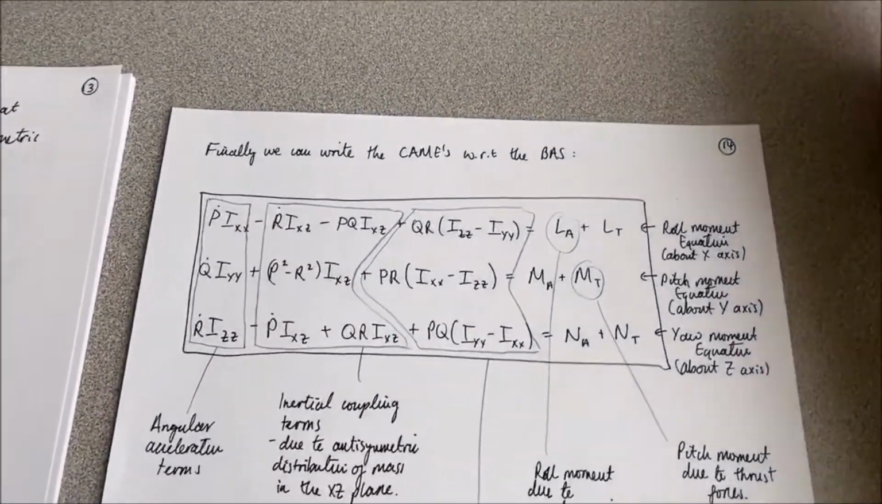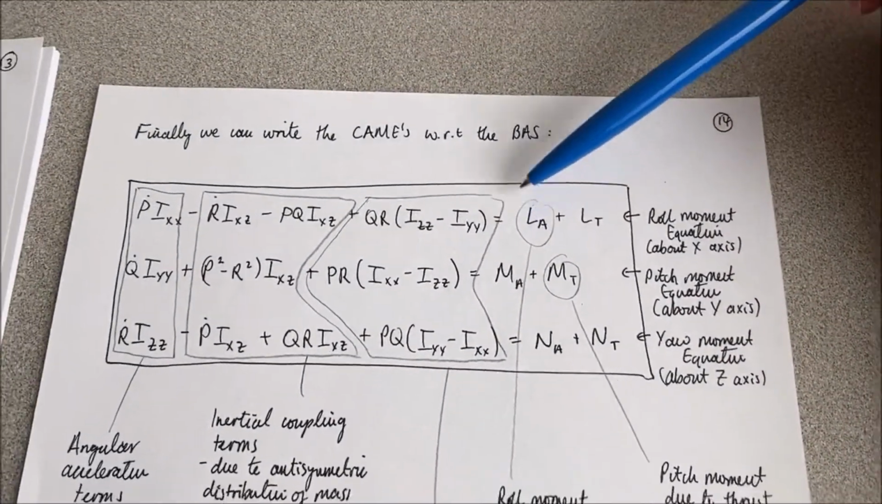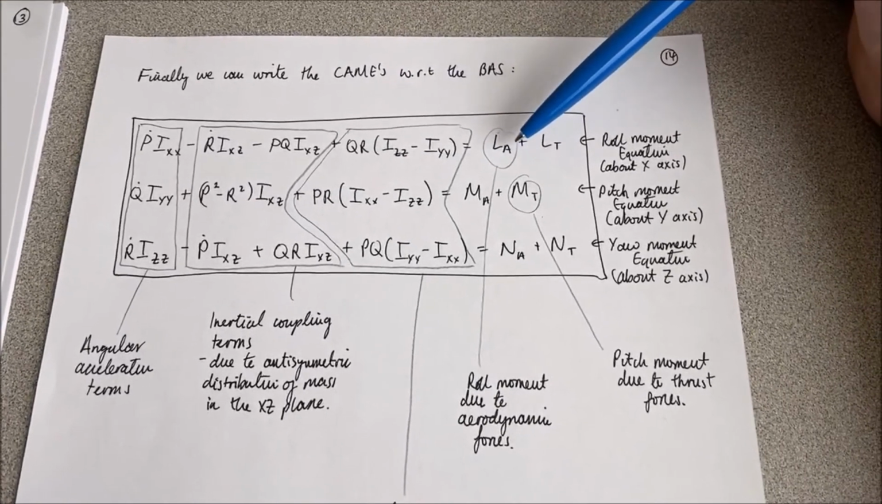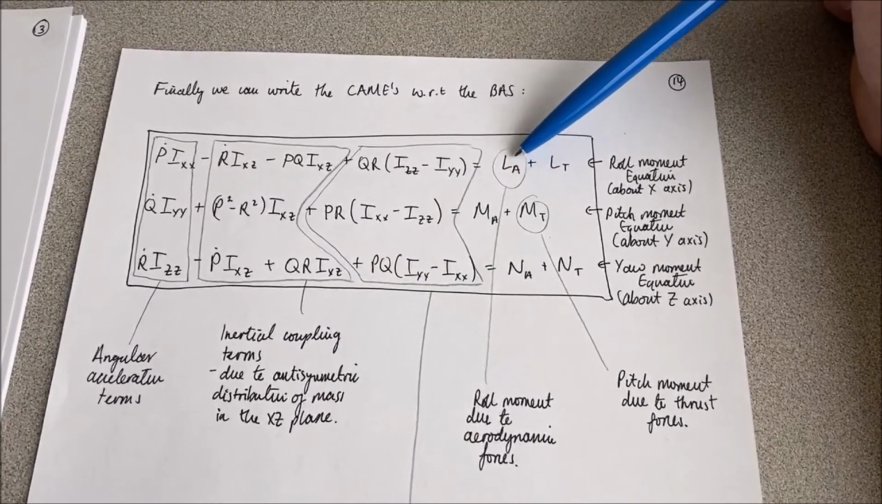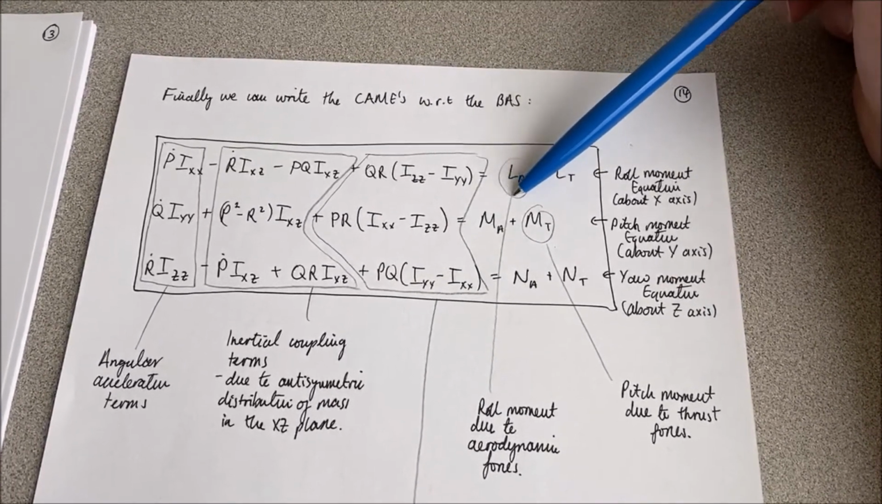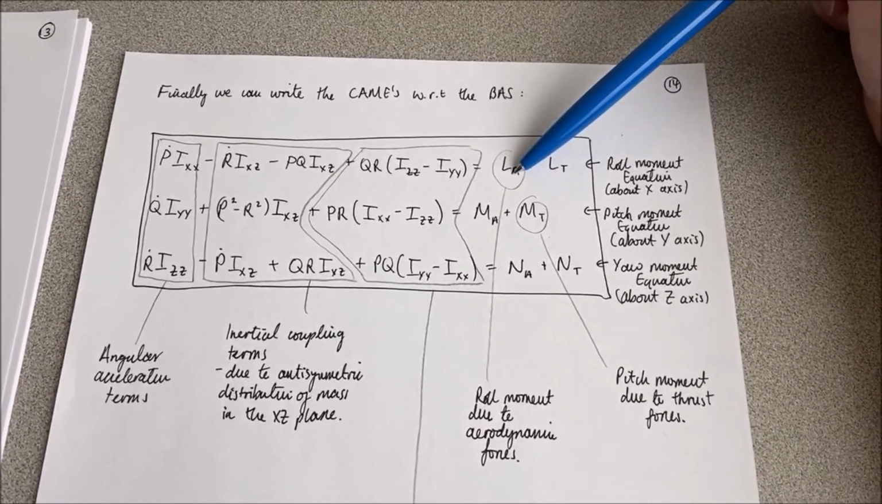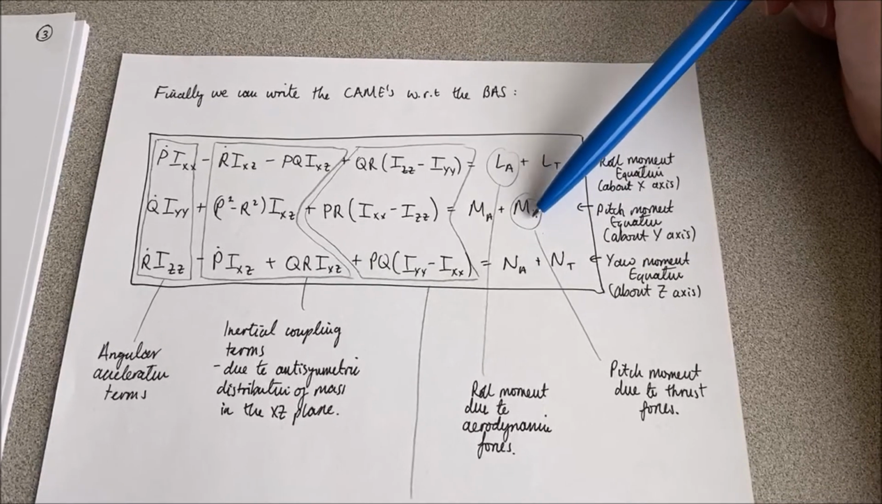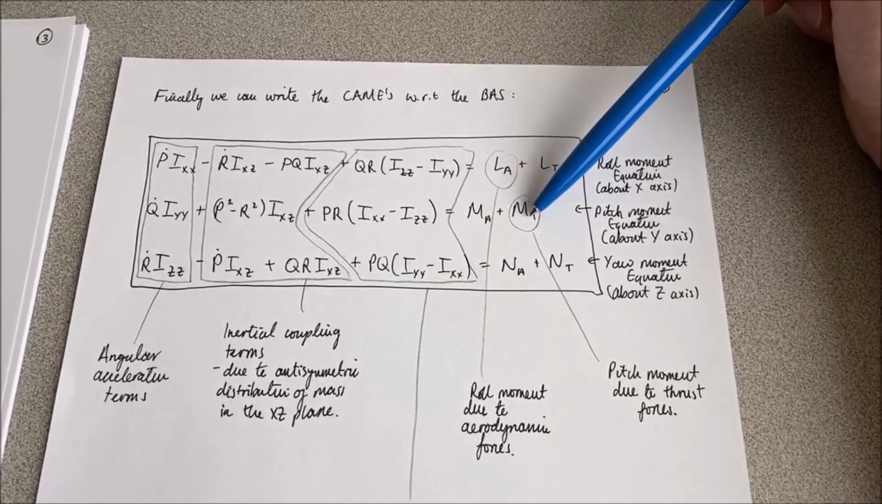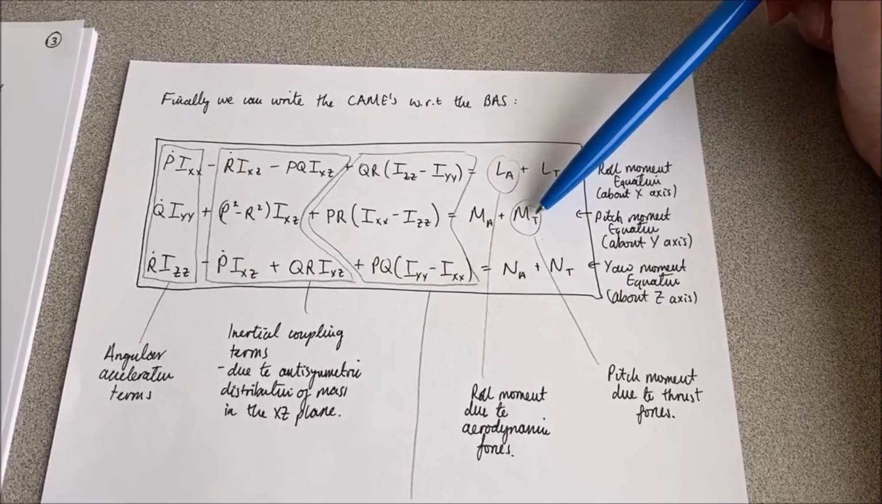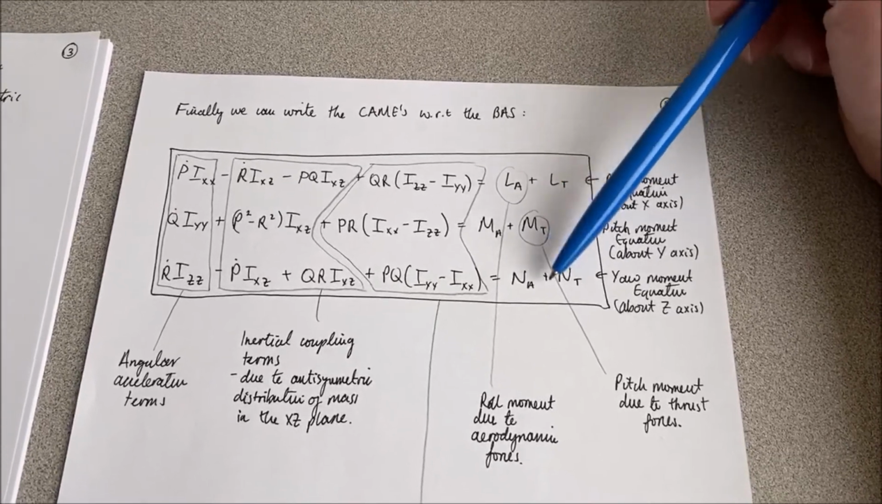So, for example, these terms on the right-hand side, this is a roll moment because it's in the roll moment equation. This is roll moment due to the aerodynamic forces. This is pitch moment because it's a pitch moment equation about the y-axis, so this is pitch moment due to thrust forces and so on.